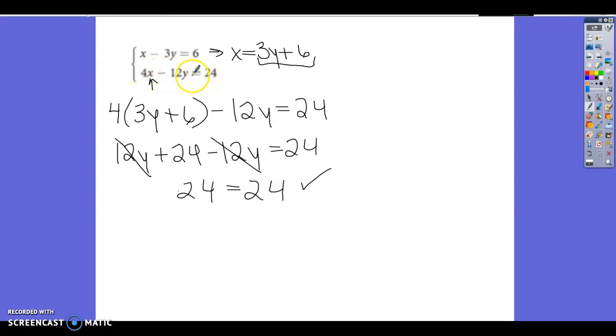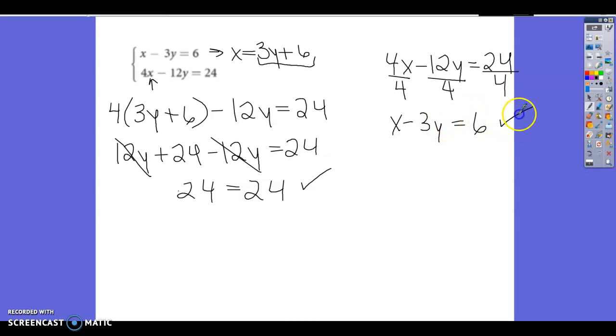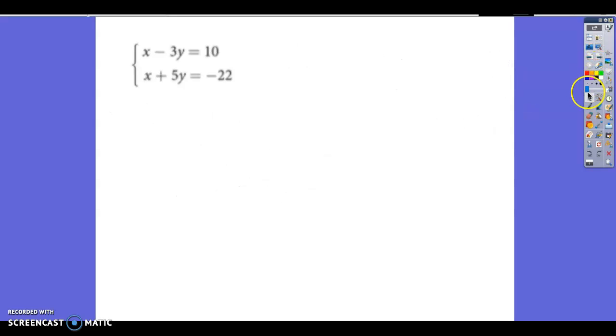Can we make this equation look like this equation? What if we divide this equation by 4? If we take 4x minus 12y equals 24 and divide everything by 4, we get x minus 3y equals 6. So this equation is the same as this equation. You can see that those are equivalent. That means all solutions work. They have every point in common, so that's an infinite number of solutions. Those would be called a dependent system.